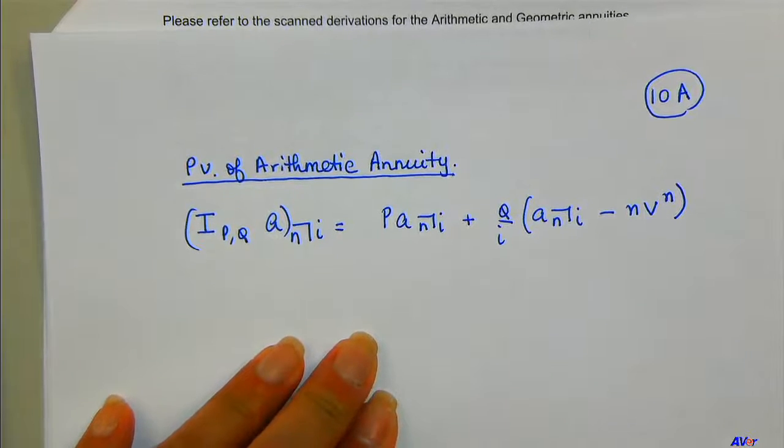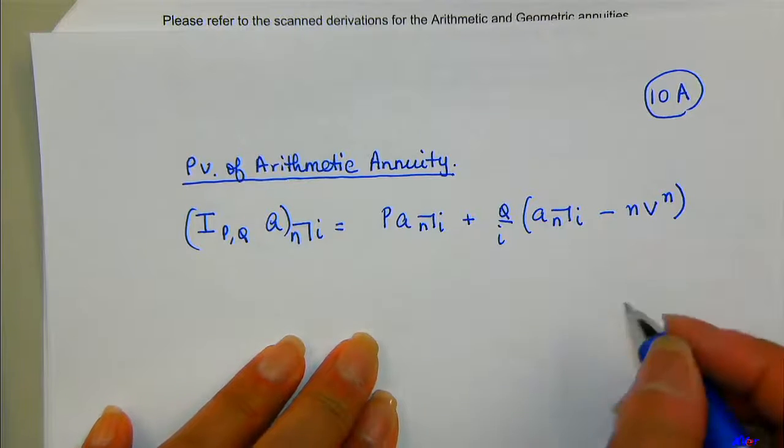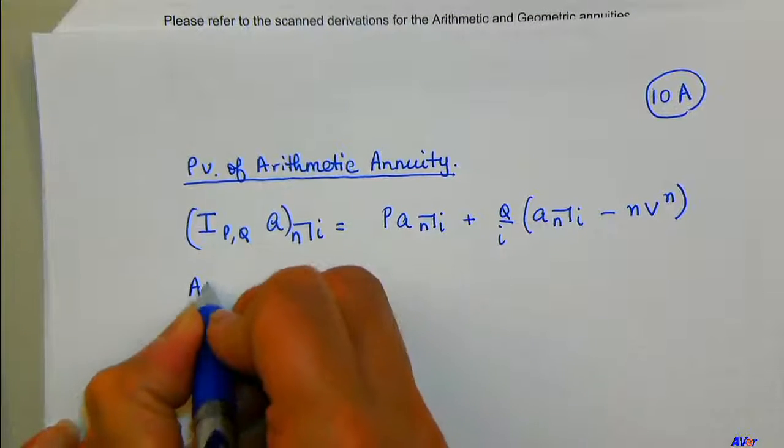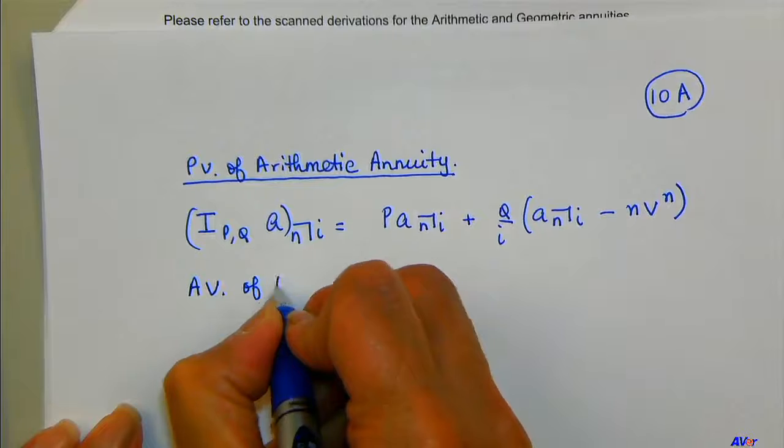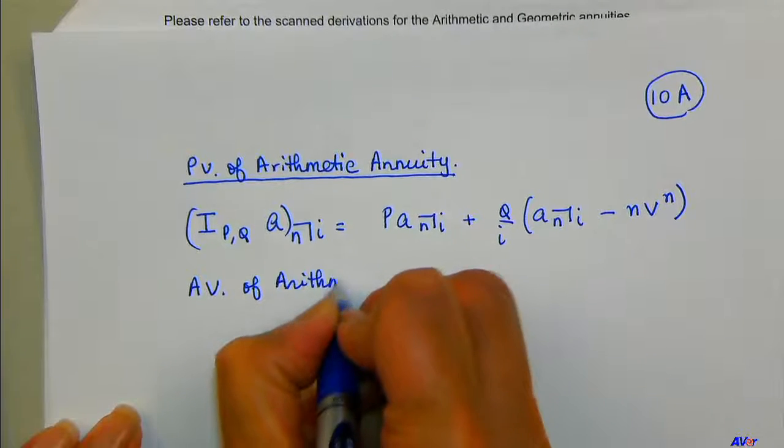You will actually, if you're taking the actuarial exam, you will memorize it. But if you're taking my exam, you get a little cheat sheet, right? A little 3x5 index card, both sides. So you can write it down on that. And then the accumulated value of the arithmetic annuity.